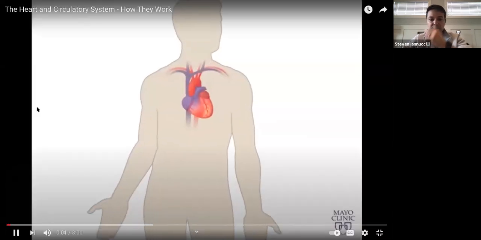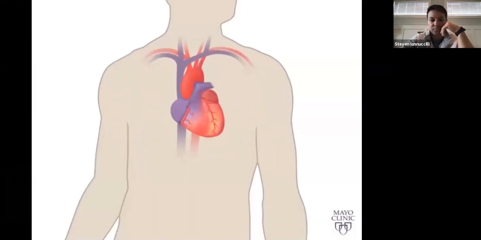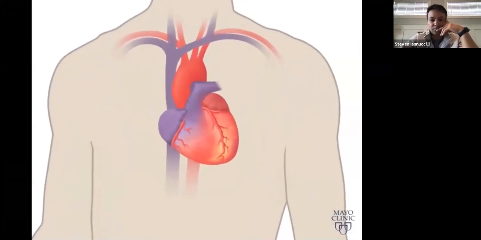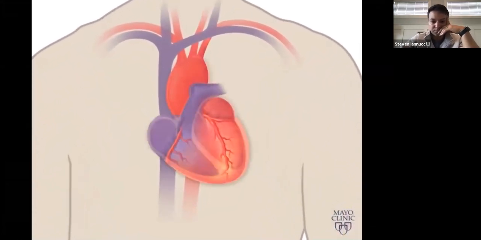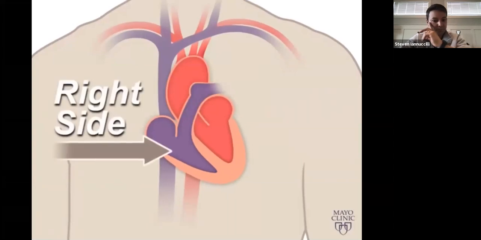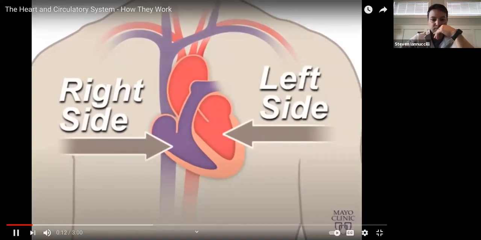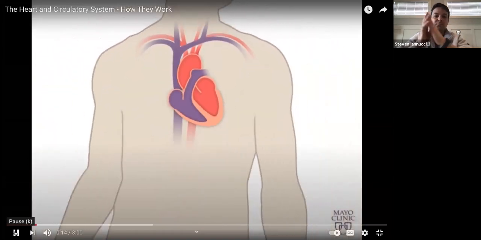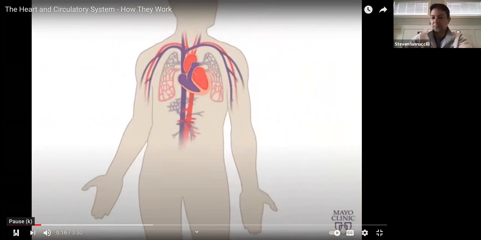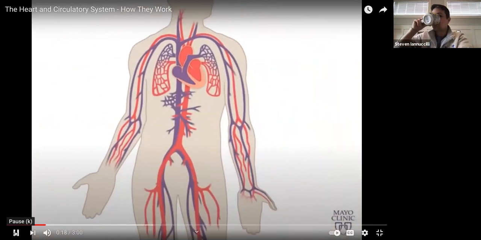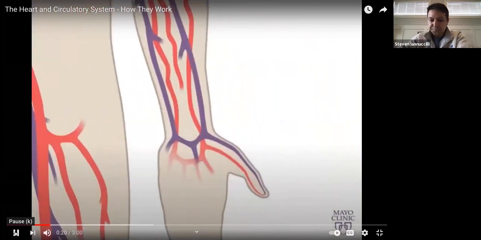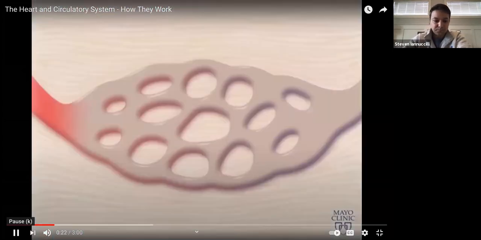Your heart is a pump. It's a muscular organ about the size of your fist and is located slightly left of center in your chest. Your heart is divided into the right and left side. The division protects oxygen-rich blood from mixing with oxygen-poor blood. Together, your heart and blood vessels comprise your cardiovascular system, which circulates blood and oxygen.